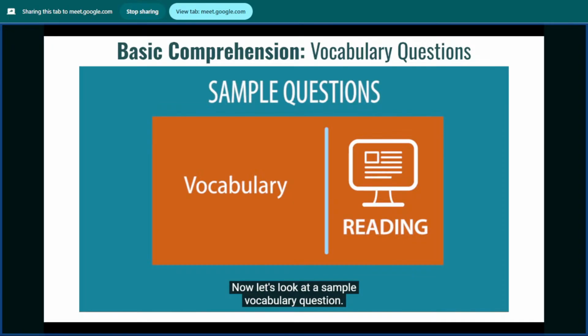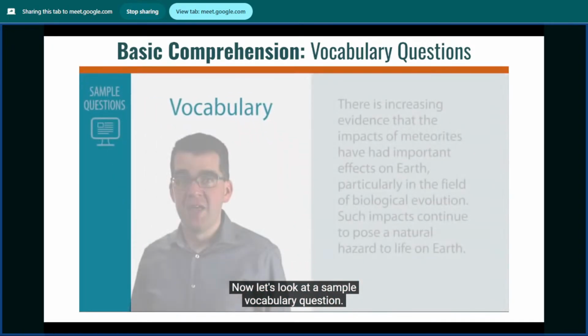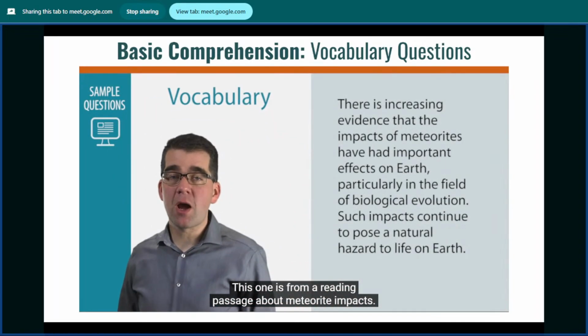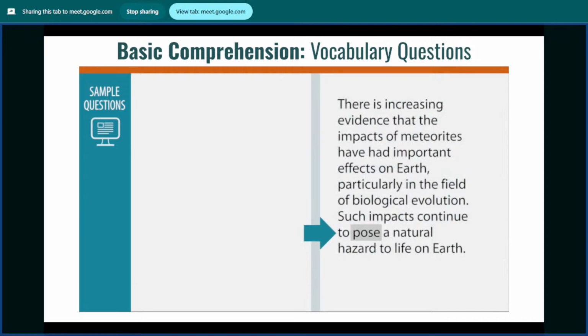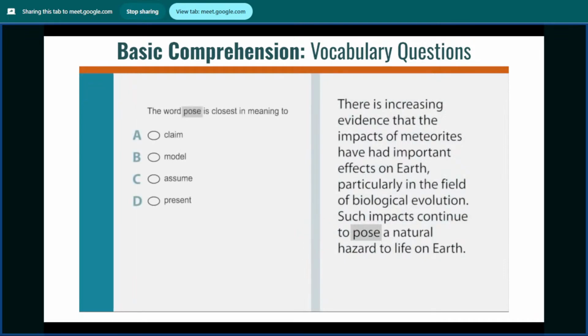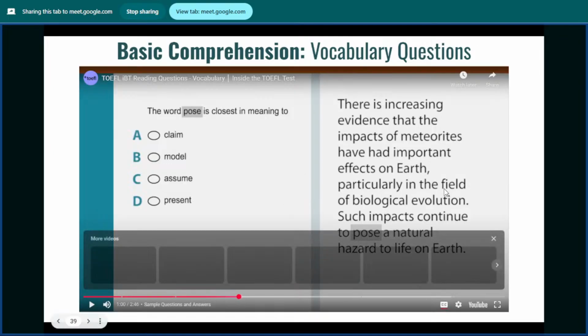Now let's look at a sample vocabulary question. This one is from a reading passage about meteorite impacts. Here's an excerpt from the passage with the vocabulary word highlighted. Here's the sample question, which asks the meaning of the word pose.